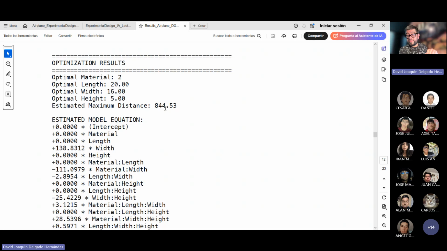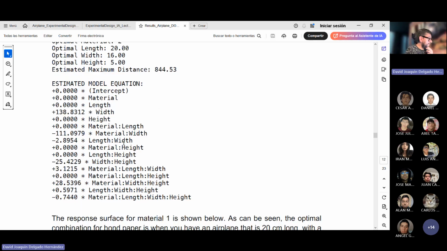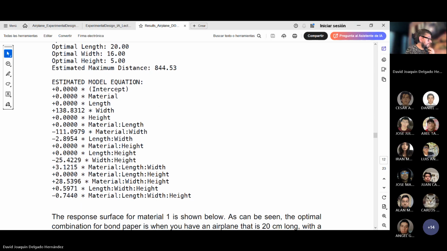If I want to build the airplane that will win all the throws, always, these are the characteristics. How do I know? Because I carried out a very good experimental design, and this is an intelligent model that is providing me with the optimal design of this airplane. Okay? And this is the equation.